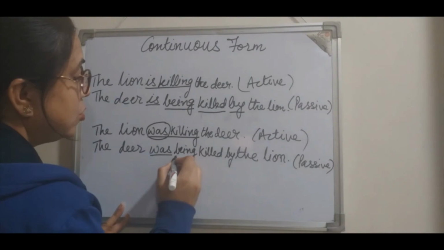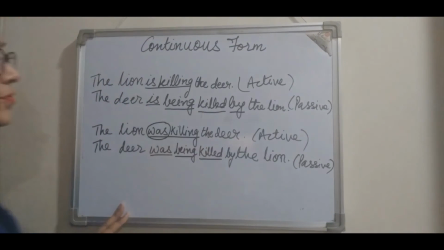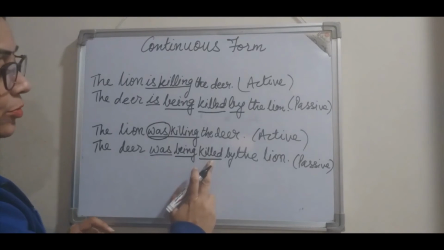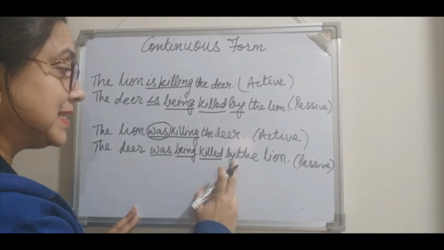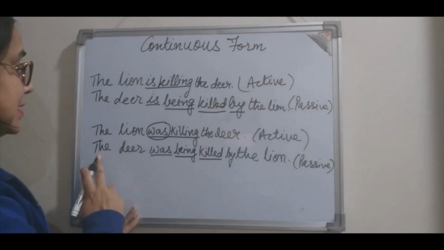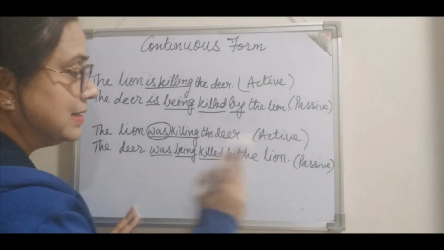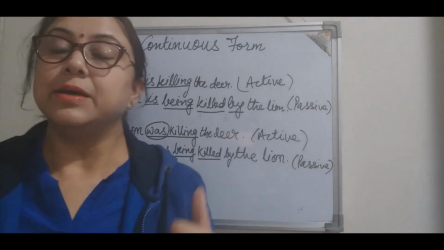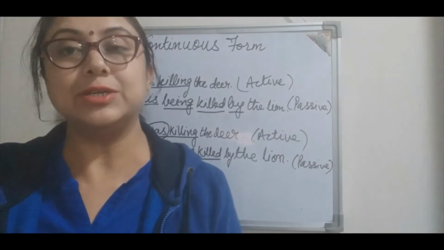Then the new auxiliary, that is the new helping verb, being, is added. Then the third form of the verb, which is the past participle form, gets added, and then the preposition by is added, and then the sentence becomes complete. So the sentence in passive voice is the deer was being killed by the lion, right? So these are the two forms in continuous tense, that is present continuous tense and past continuous tense. There is no passive voice for future continuous tense.